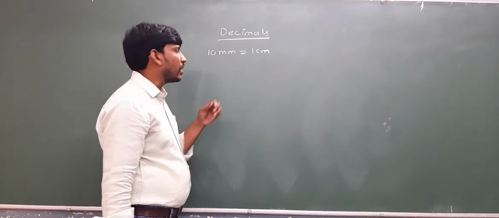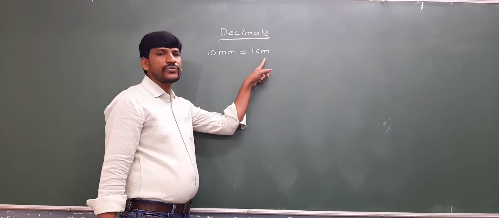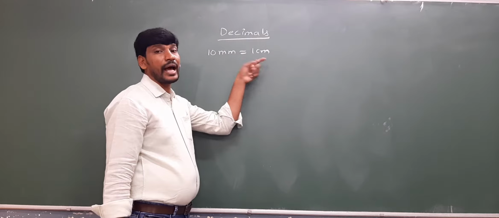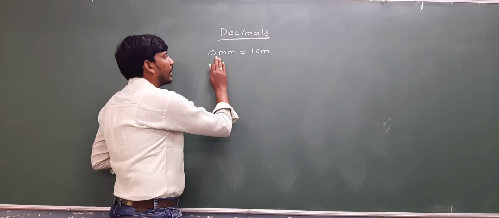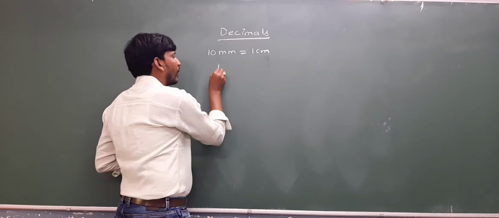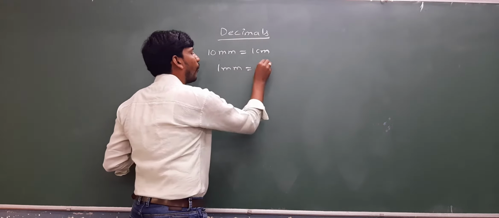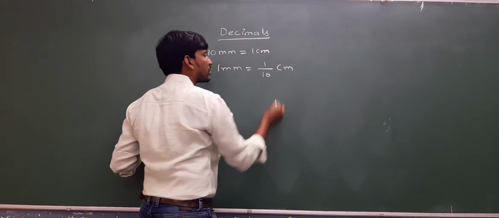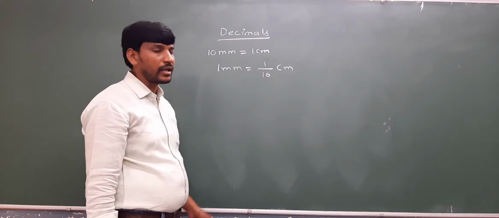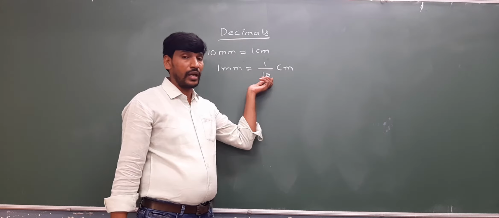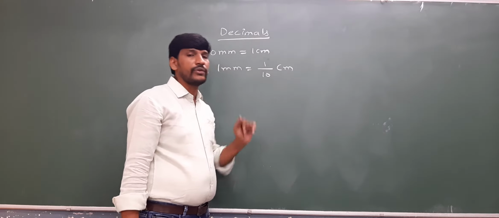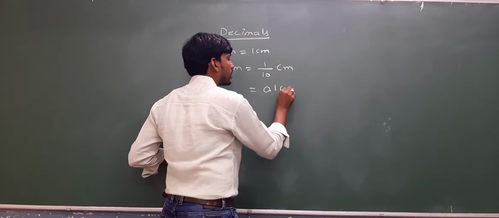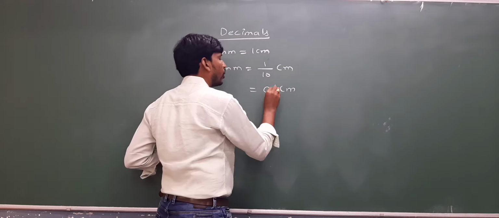Now, I want to write 1 millimeter in terms of centimeter. See, 10 millimeters is equal to 1 centimeter. Then 1 millimeter is equal to 1 by 10 centimeter. By seeing that, it is a fraction. Now this fraction I am going to write in terms of decimal, which implies 0.1 centimeter. See this here?